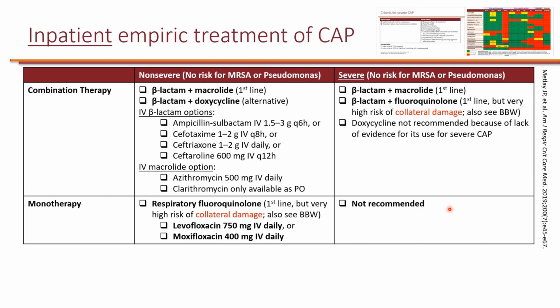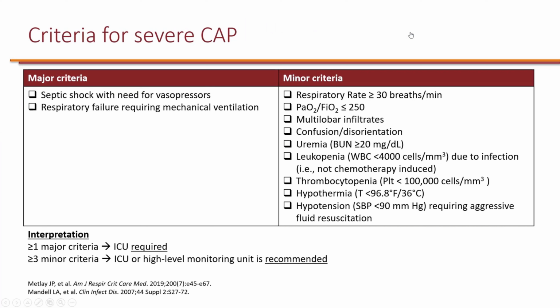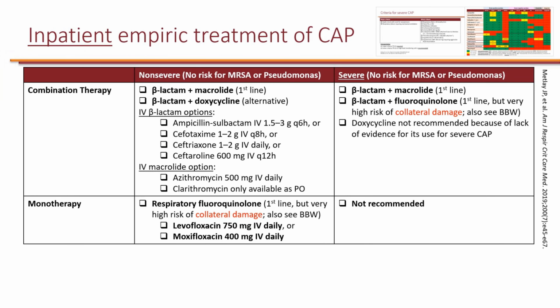Now, when it comes to inpatient management of CAP, we basically need to identify severe and non-severe pneumonia. Earlier we looked at criteria for severe and non-severe CAP. If somebody has either one of the major criteria, or if they have at least 3 of the minor criteria, they would have severe CAP, and if they don't, they will have non-severe CAP.